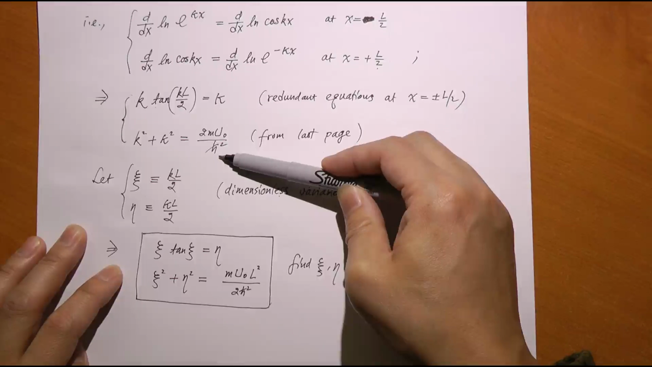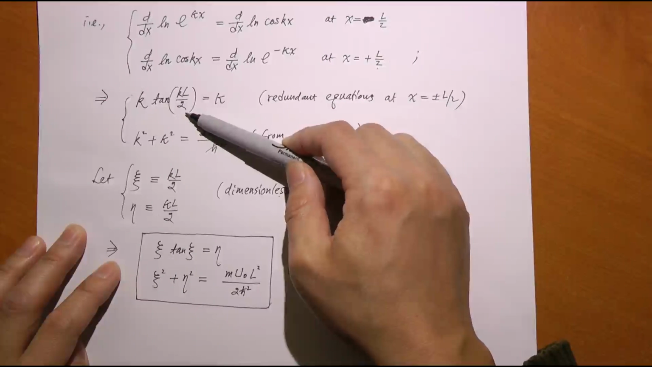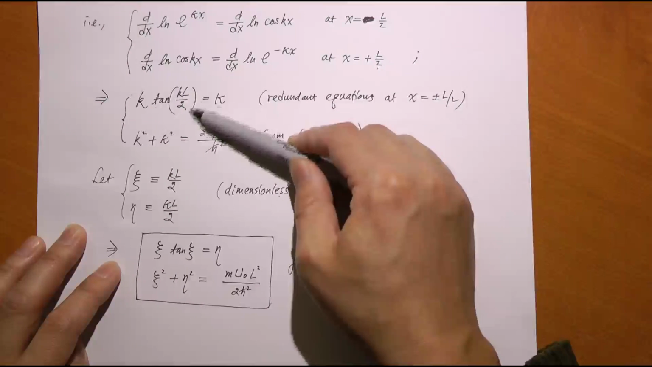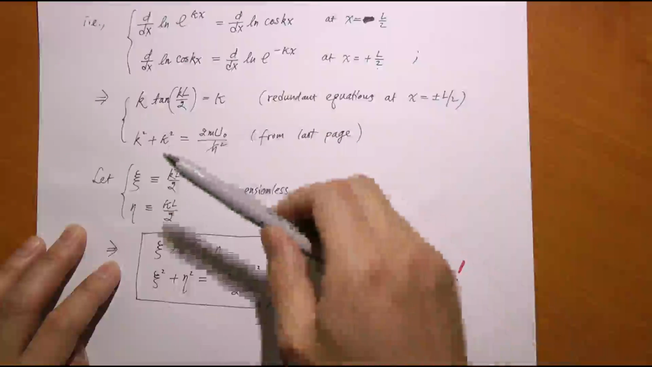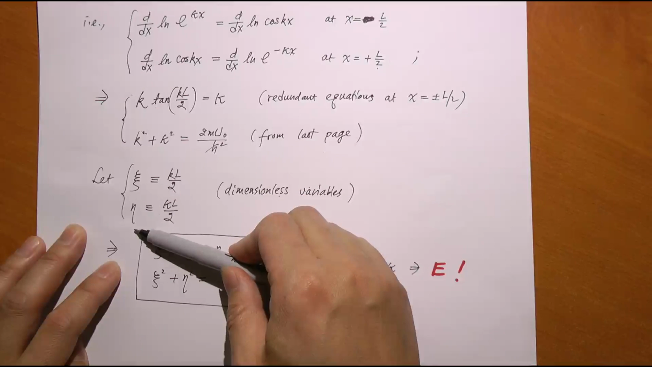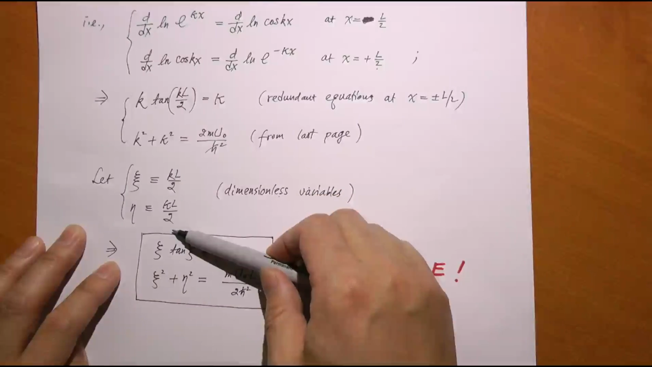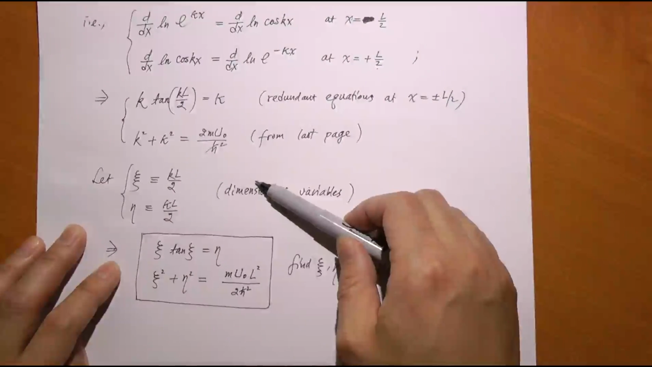At this point, let me introduce what's called a dimensionless number. KL over 2 must be a dimensionless number because it's an argument of a tangent function. It's an angle. Let's call that psi. And let me also introduce a similar dimensionless number called eta. Eta is defined as kappa L over 2, not KL over 2. So these are both dimensionless numbers.